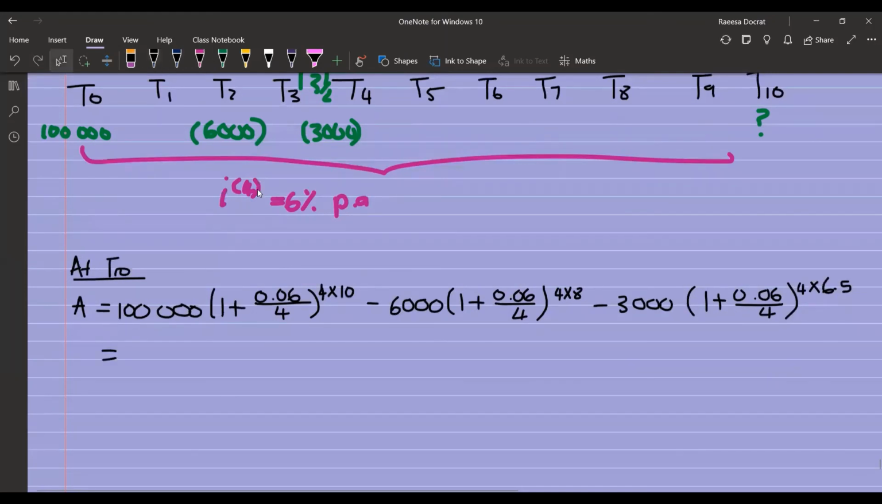Okay, then our next step is to just type it all into the calculator. So 100,000 times 1 plus 0.06 over 4 to the power of 4 times 10, minus 6,000 times 1 plus 0.06 over 4 to the power of 4 times 8 for the 8 years. And then finally minus the 3,000 Rand times 1 plus the interest rate over 4 to the power of 4 times 6.5. So if we calculate that, we get at the end of 10 years, it is 167,321.77 cents.